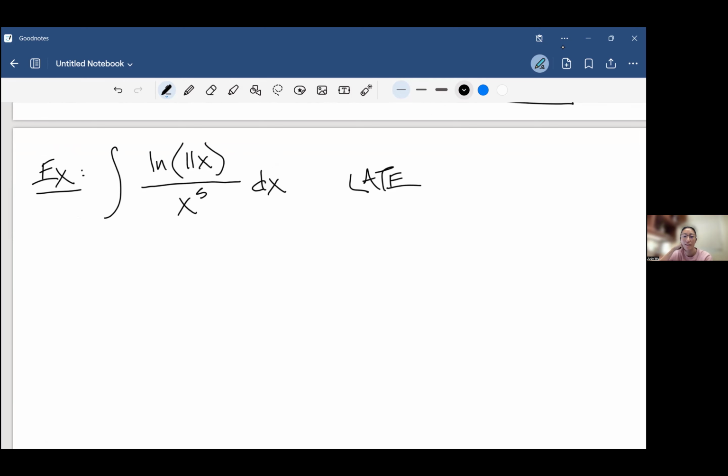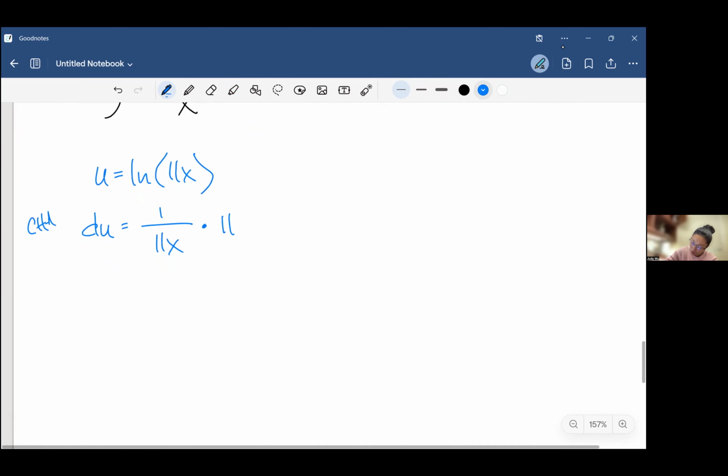If we go back to that idea of logs, algebra, trig, and exponentials, if we see a log, that is going to be our u, okay? And so what that means is that my u in this case is going to be natural log of 11x. Now, while I'm here, I'm going to go ahead and find my du. So natural log, that will be 1 over 11x times 11 because I have to use the chain rule.